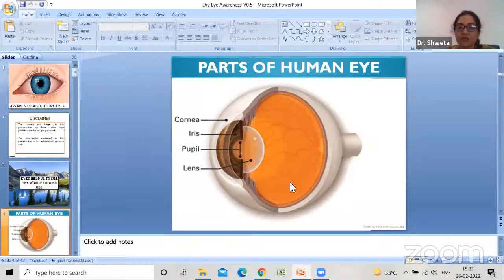The eye is and how the eye works. Can you see the screen? Parts of the human eye. Can you see the screen? Okay. So on the screen, if you see, this is our eyeball.